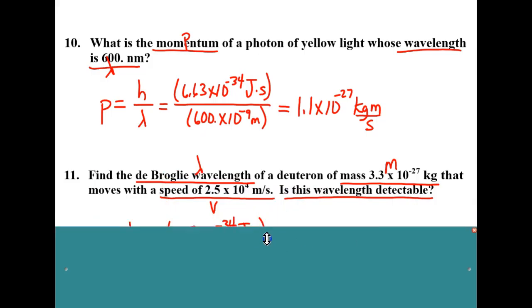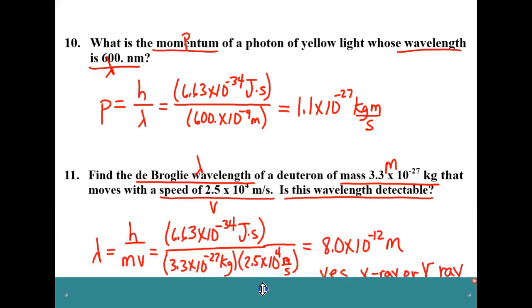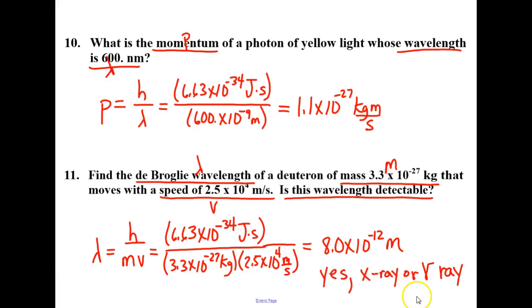Well, we have lambda equals h over mv, joule-second form of Planck's constant, divided by its mass times its velocity. We go ahead and we calculate, and we should get 8 times 10 to the negative 12 meters. You then go ahead and look up on your reference table, and you discover, yes, that it's detectable. 10 to the negative 12 on wavelength is in the X-ray and overlapped on the gamma ray spectrum.